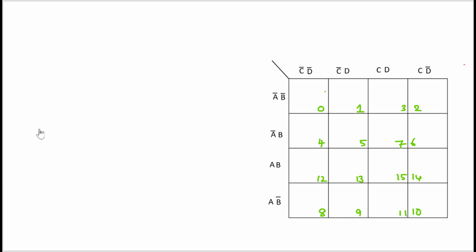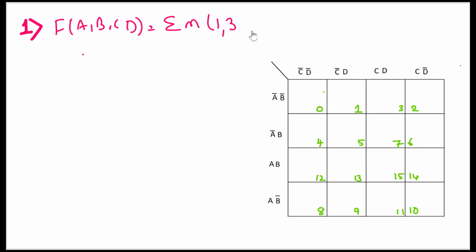Now let's take the first problem. Sigma m 1, 3, 5, 7, 9, 11, 12 and 14. Okay, this is a min-term expression for a given logic function. Now we'll try to get the minimized expression. Let's take the numbers already given.